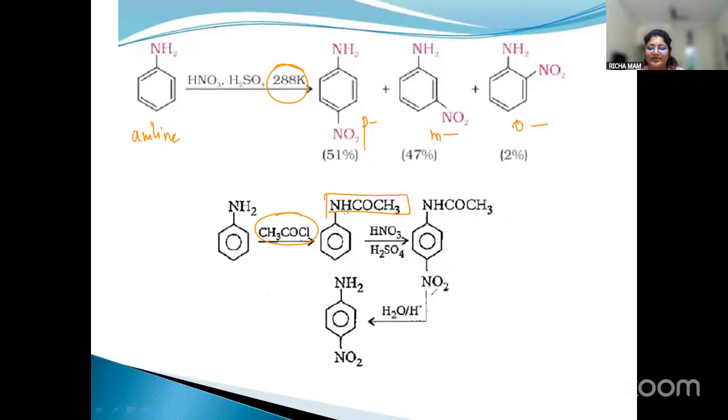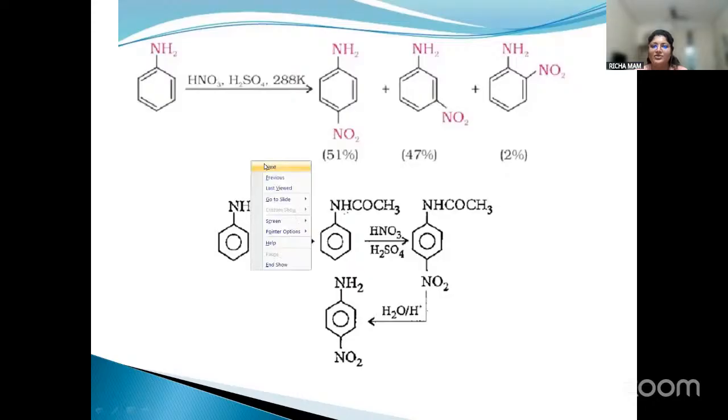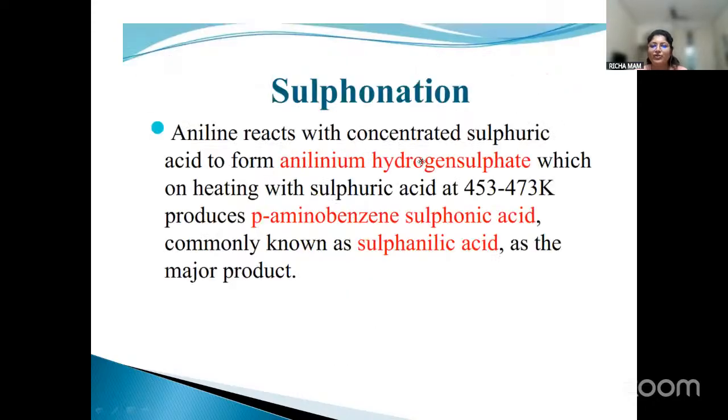Further, upon hydrolysis, what am I going to get? I am going to get 4-nitroaniline, the monosubstituted product, when we want a monosubstituted product. Yes. So next is sulfonation. How are we going to get the sulfonation? So, important, mark this as important.